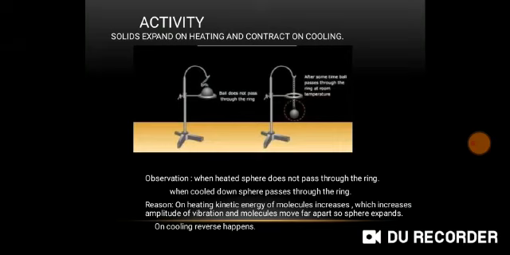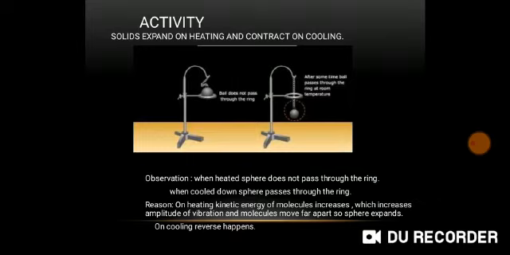Okay, next is an activity. It is activity number 9.1 in your book, and we are going to prove in this activity that solids expand on heating and contract on cooling. To perform this activity, the material or apparatus that you need is a metal bobbin ring apparatus, in which you will have a metallic sphere, ring, chain, a stand, and a burner or a spirit lamp. Okay, what is the procedure?